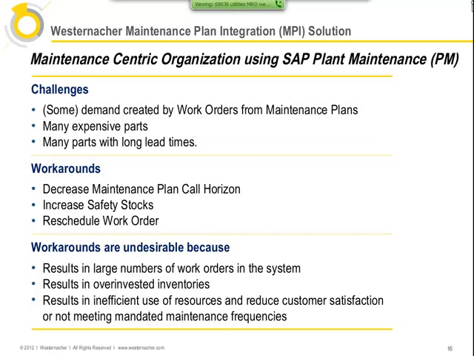Some of the common workarounds for this would be, first of all, to decrease the maintenance plan call horizon. Basically, in short, we're saying bring those work orders into the system earlier. Create them as a requirement in the system so that the system can then order things. But basically what we're doing there is we're ordering things earlier into inventory, and we're also creating more of an administrative burden because we're adding more work orders to the system. And we're doing that just for material reasons and not for maintenance reasons.